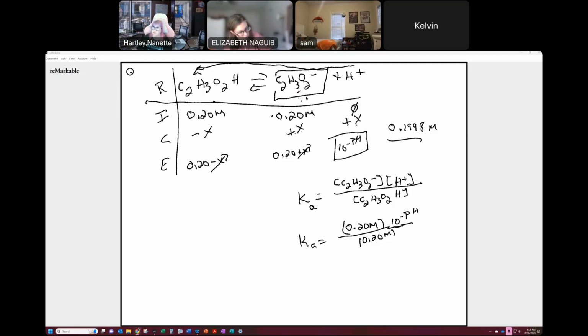Professor, where do we get 10 to the negative pH in the equilibrium for the H plus? So I'm looking for the H plus concentration, and that's equal to 10 to the negative pH. That's one of the things out of the fun box. So that's where that comes from. It's how we take the anti-log of the pH. And of course, it's negative because it's a negative log.